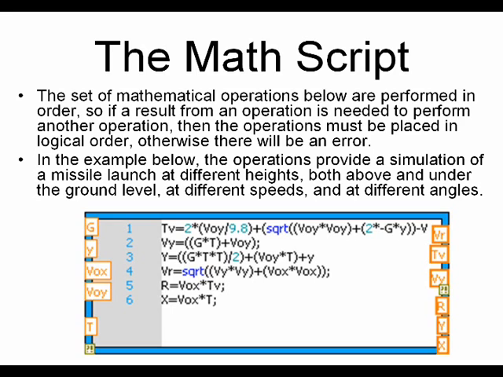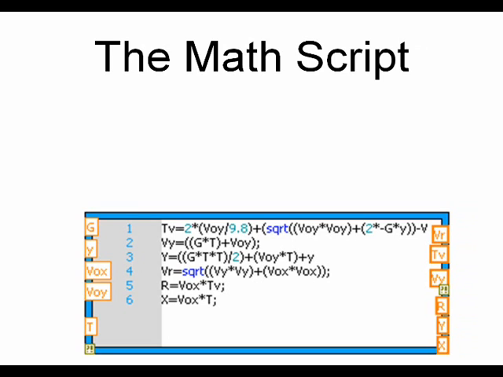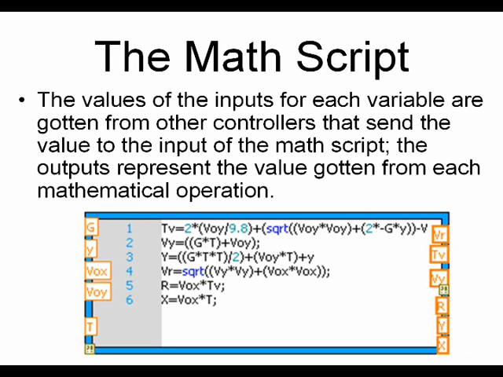In the example below, the operations provide a simulation of a missile launch at different heights, both above and under the ground level, at different speeds, and at different angles. The values of the inputs for each variable are gotten from other controls that send the value to the input of the math script. The outputs represent the value gotten from each mathematical operation, and they are to the right of the structure, so you can wire them to another indicator in your block diagram. Let's now look at some examples.